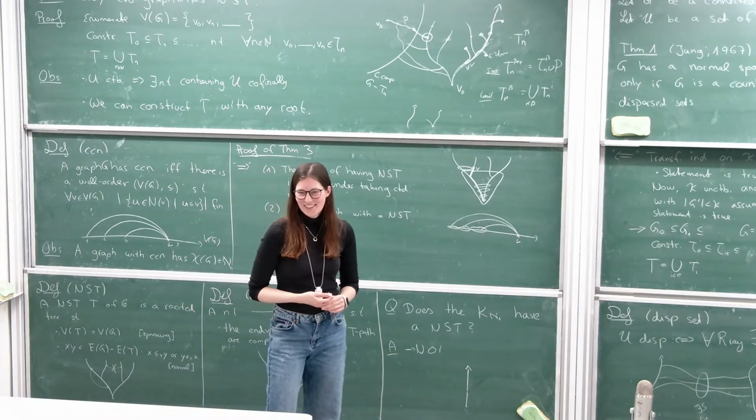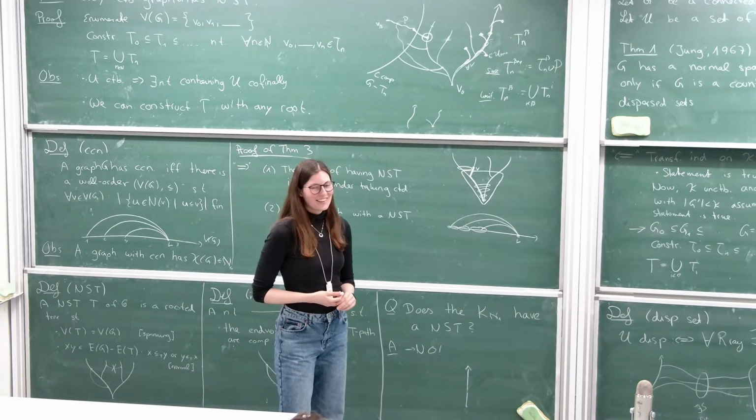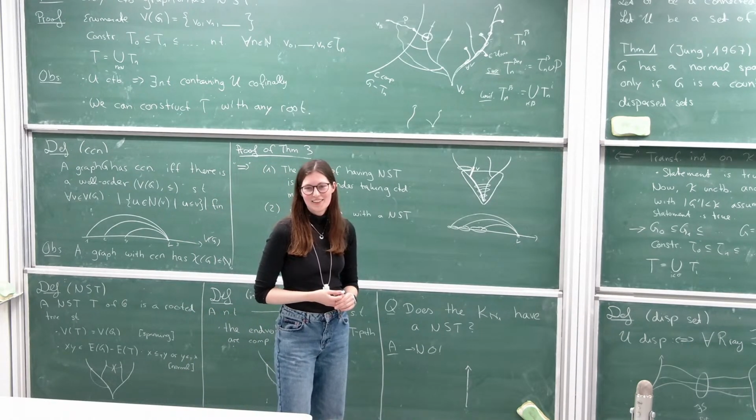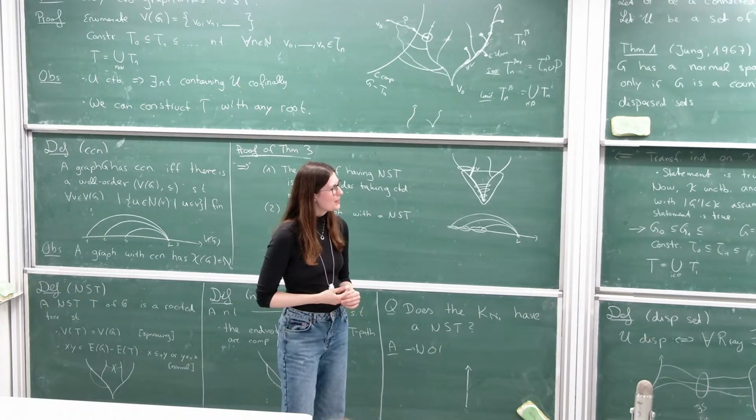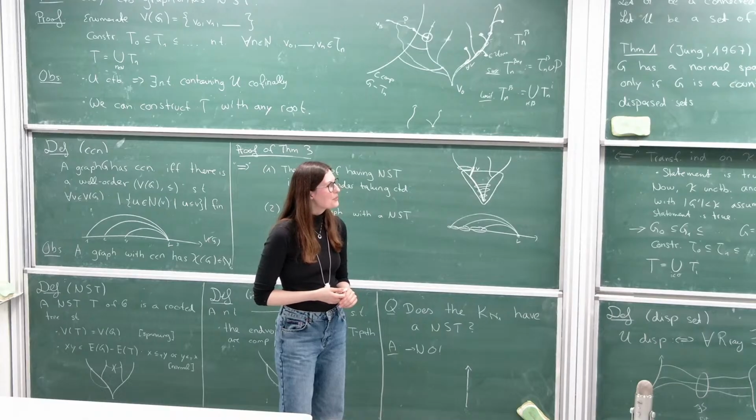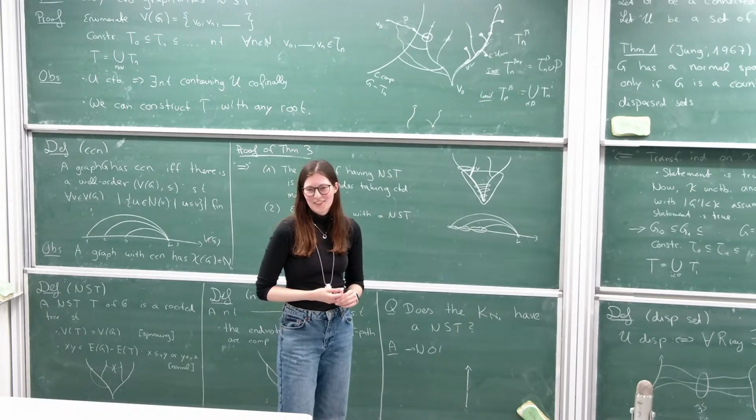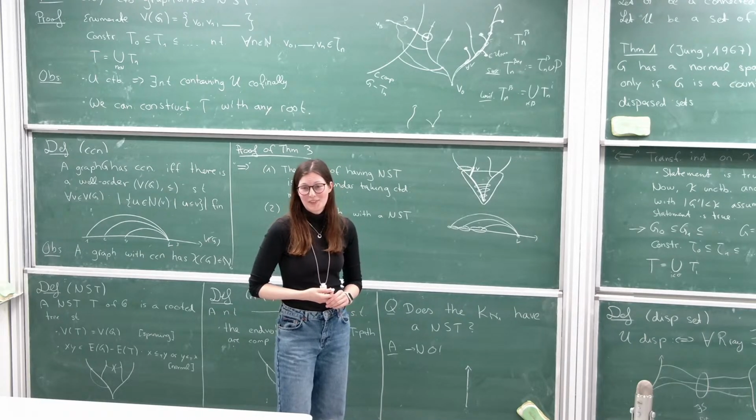Do you know other results in infinite graph theory that talk about these supported minors? Oh, so yes, when I was coming up with this definition, I saw one paper that also used this notation, but I don't remember which one. Okay.